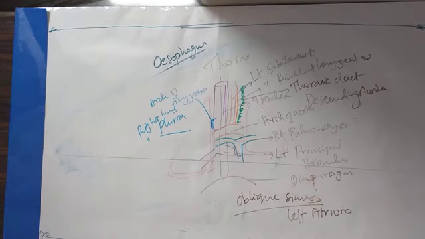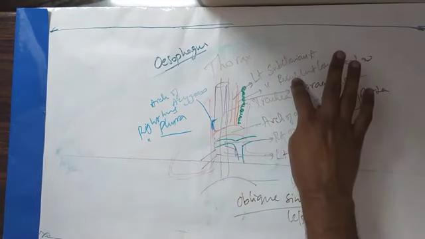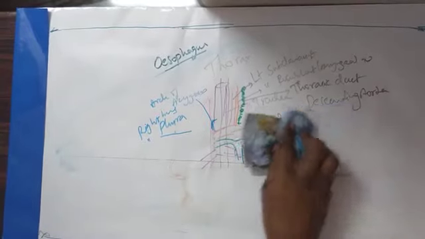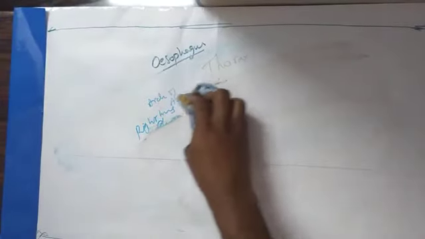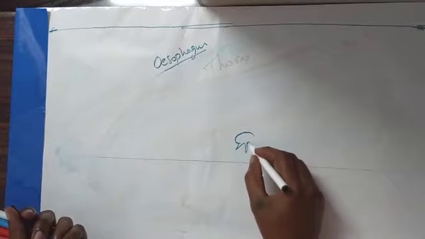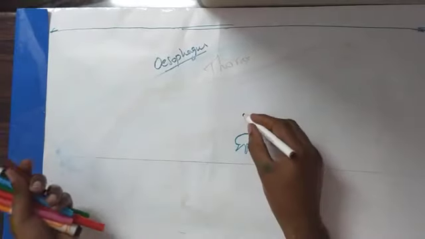Then coming to the posterior relations. So these are your relations anterior to this, on the left side and on the right side. So coming to the posterior relations of your esophagus in the thoracic region. What are they? For this we'll be seeing a transverse section of your thorax. This is the thoracic vertebrae. This is the esophagus.